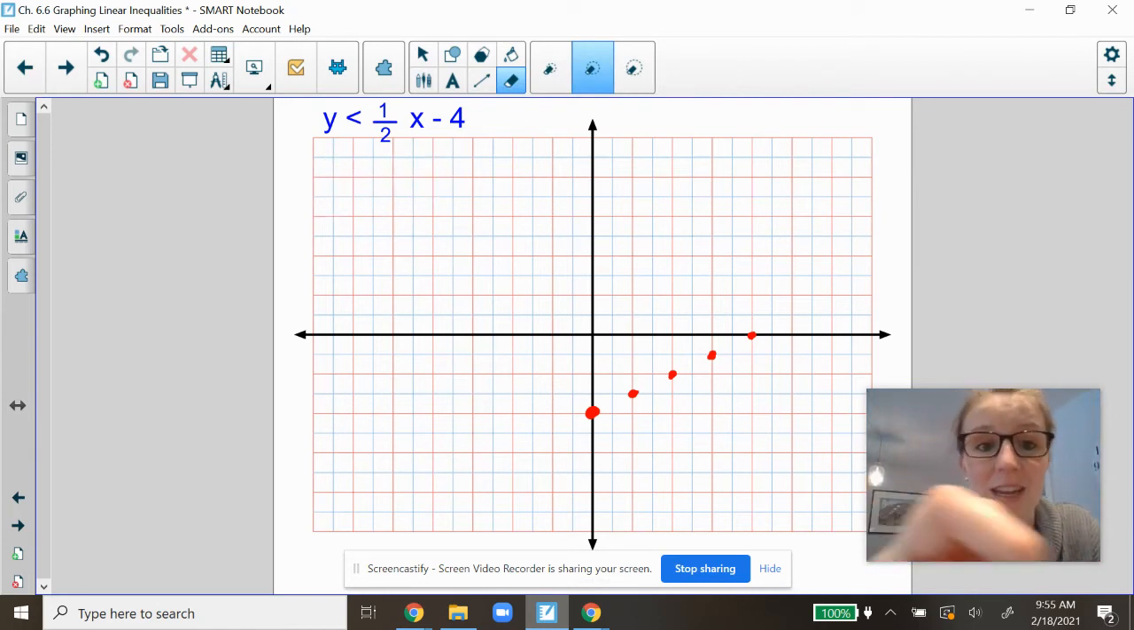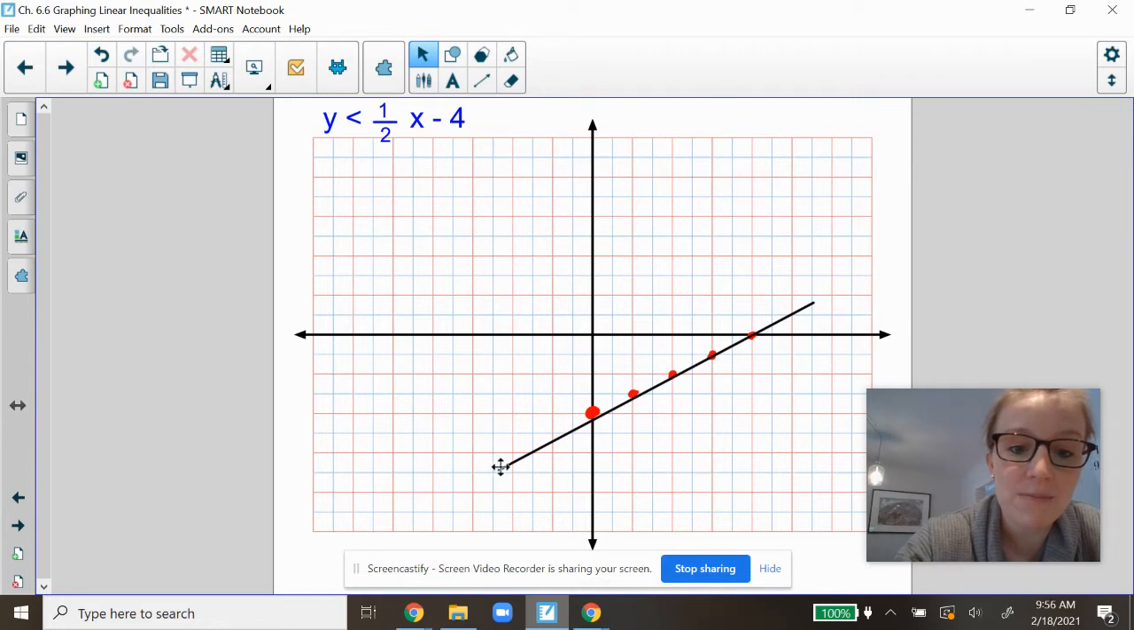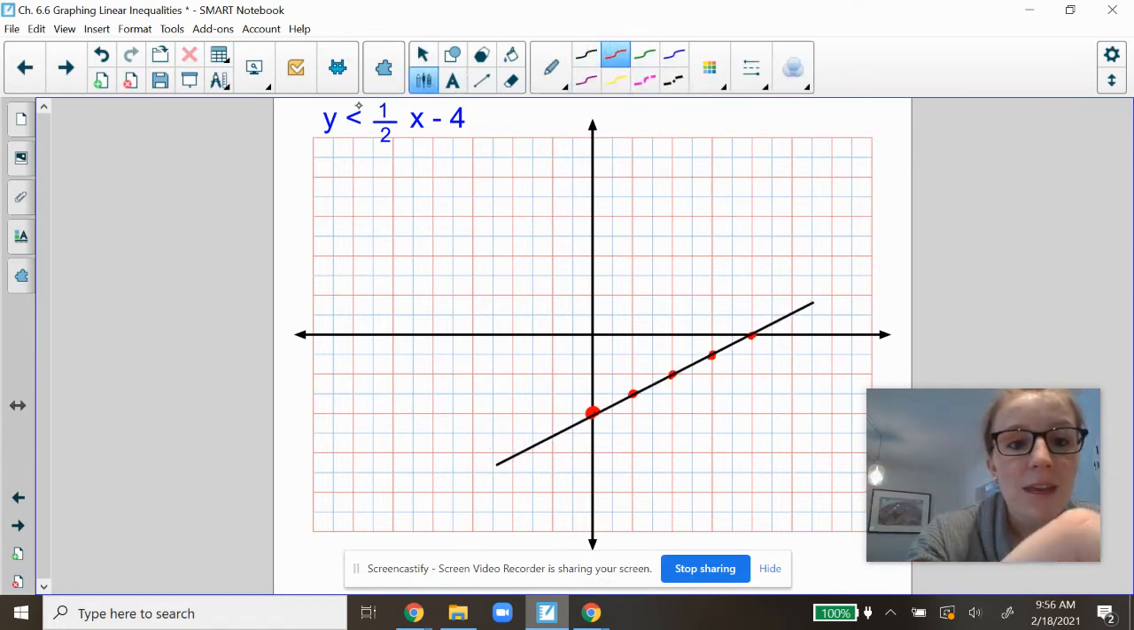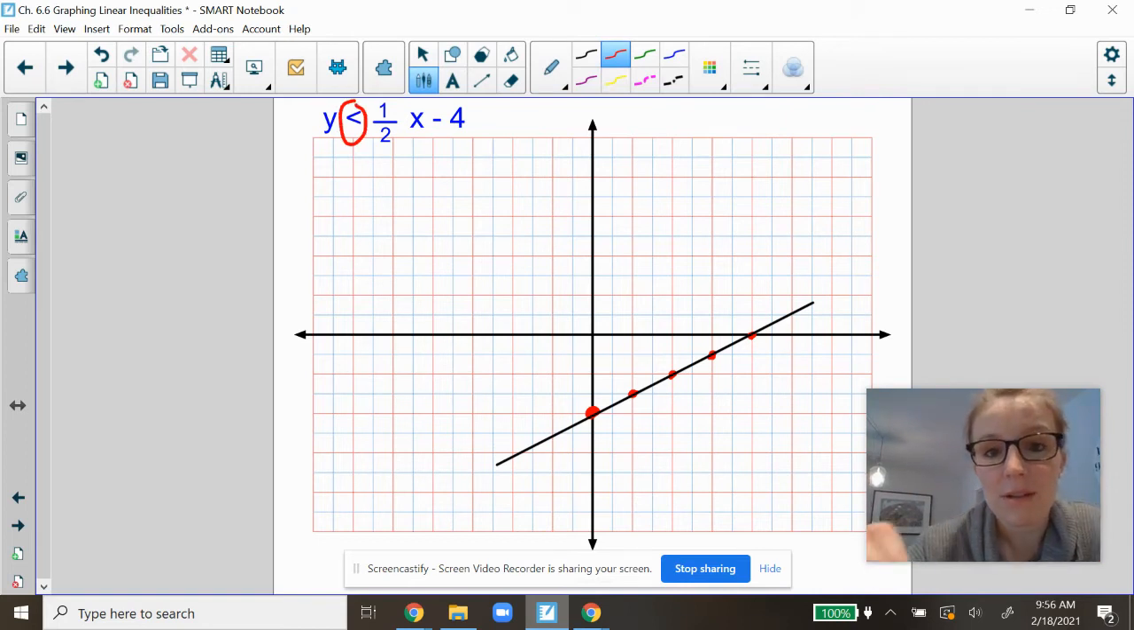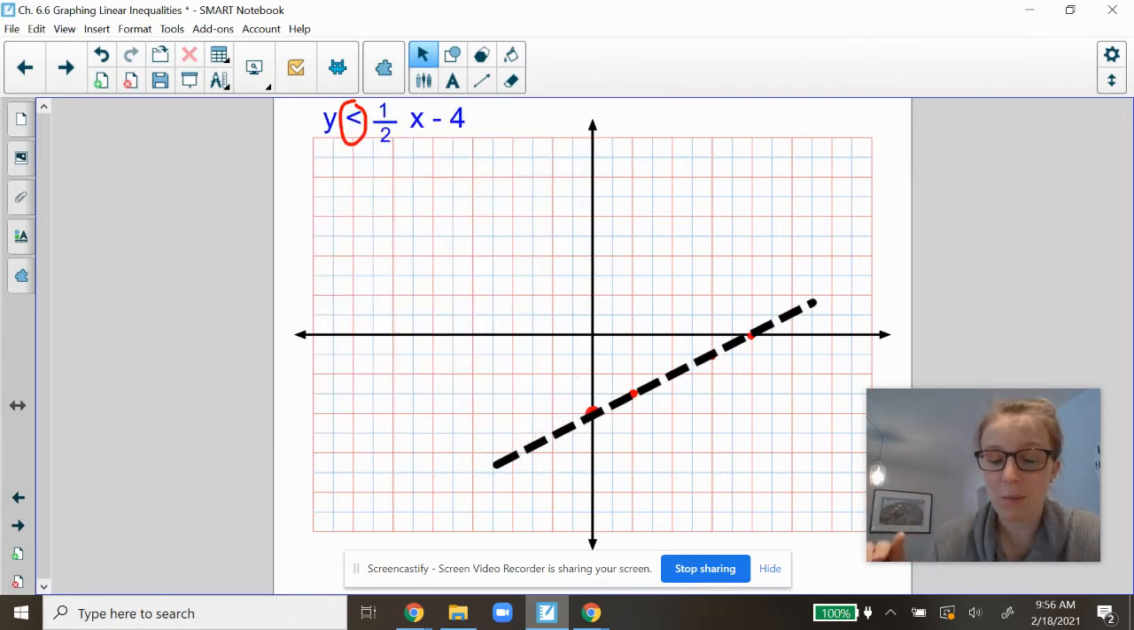Now what we need to do, though, is ignore this line, and think about the fact that it's an inequality. I'm going to draw the line to connect my dots. It's going to be about there. And this time, notice how the inequality is a less than symbol. That means that my line is going to be dotted. And it's going to be dotted because it doesn't include the points on that line.